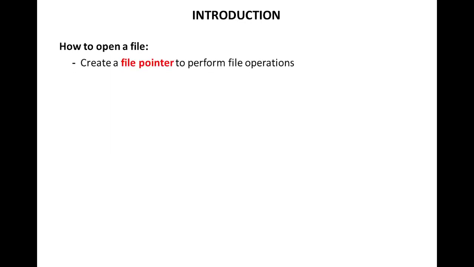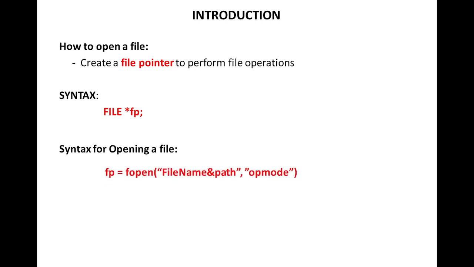So how to open a file? Here we need a file pointer. The file pointer has to be created, and we have to open the file by using the fopen function. Here you can find the file pointer is created by using FILE *fp. Afterwards, the file is opened by using fopen.